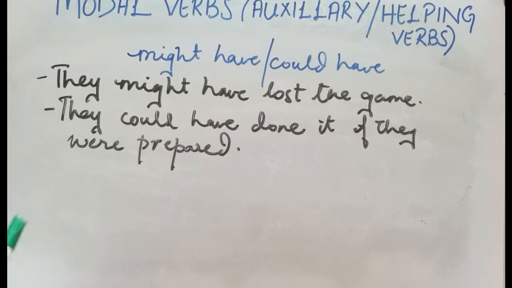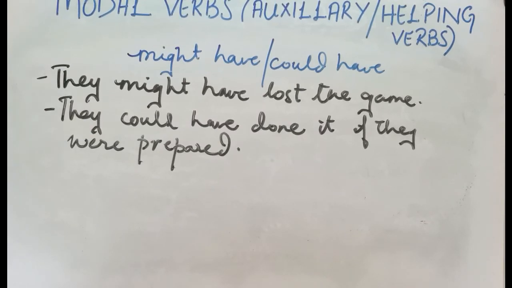Okay, the second one, they could have done it if they were prepared. Okay, that means they have lost something, that is why the person is saying they could have done it. Okay, the person knows the result already, that if the preparation was done, they could have achieved it. Okay, you are going in your past, you know something about it, and then you are so sure that you are using the terms might have and could have. I hope these all are clear to you.